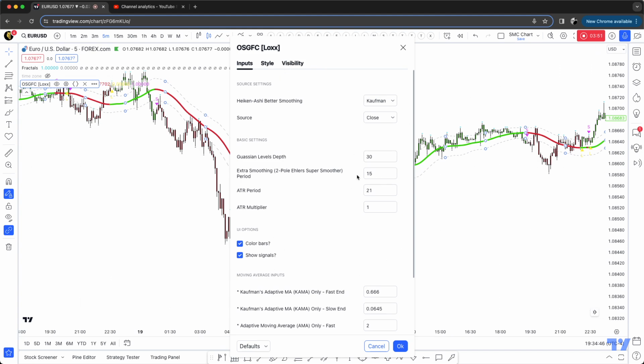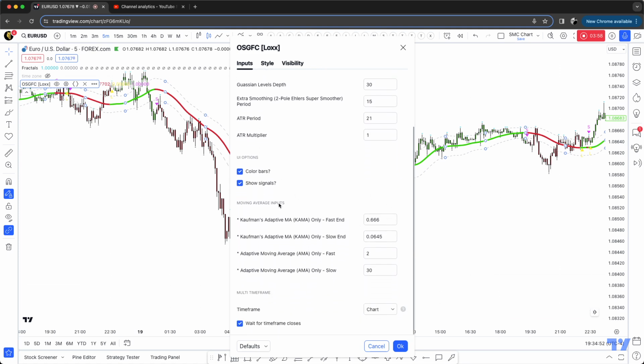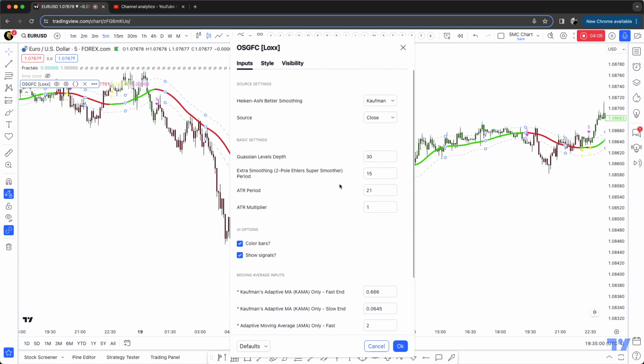These are the settings that I'm using at the moment: 30, 15, 21, 1. This is the ATR, just in case you have the same. You can pause the video right now and take a screenshot. That's basically it for this particular indicator.